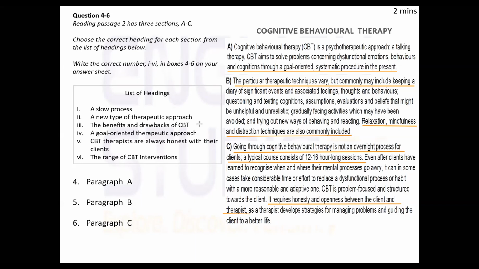The best correct answer for number 6 is a slow process. As Mr. Rido said, here we have going through cognitive behavioral therapy is not an overnight process for clients. A typical course consists of 12 to 16 hour long sessions. Okay? Any question, guys?